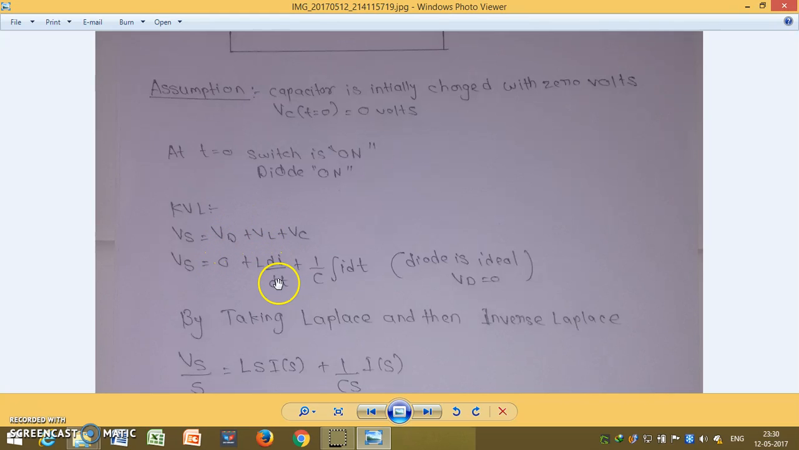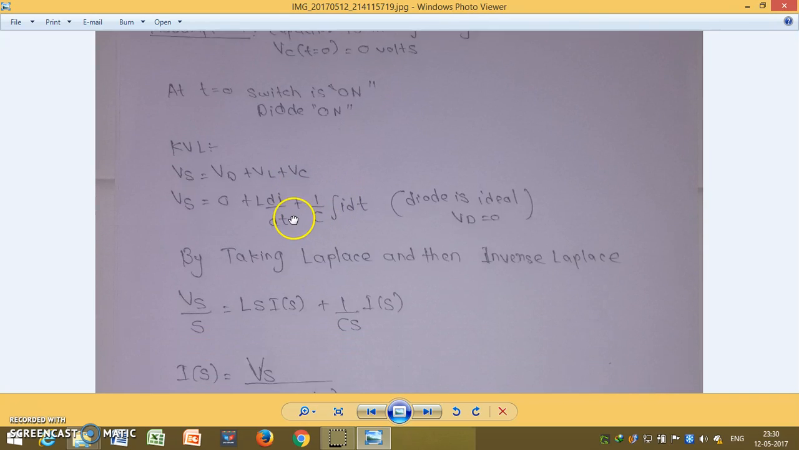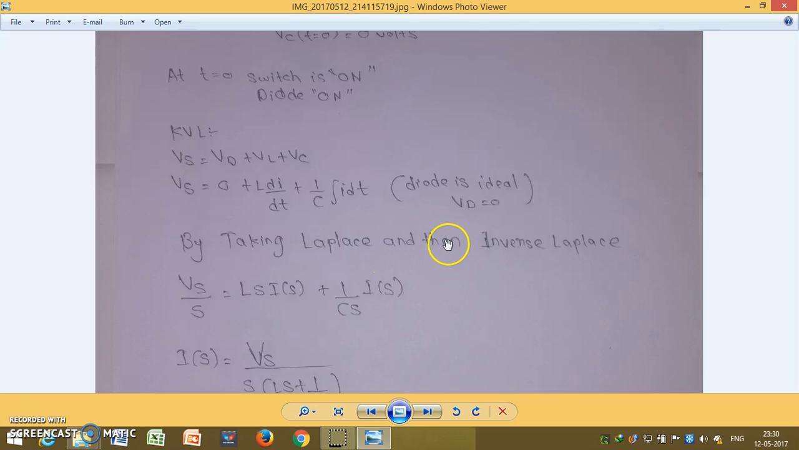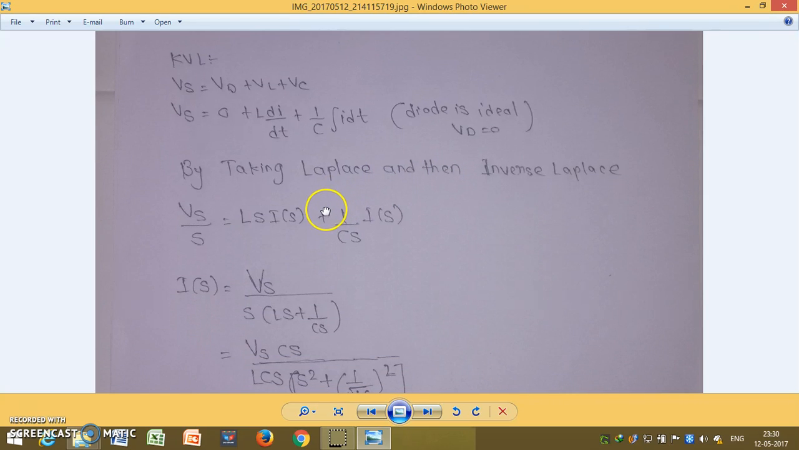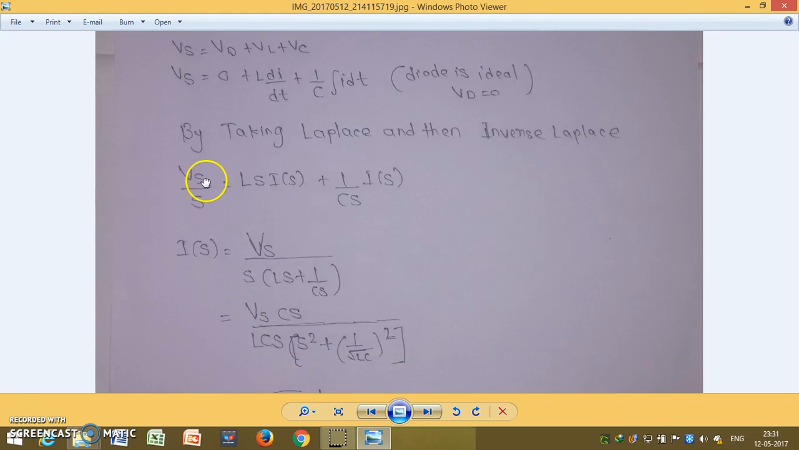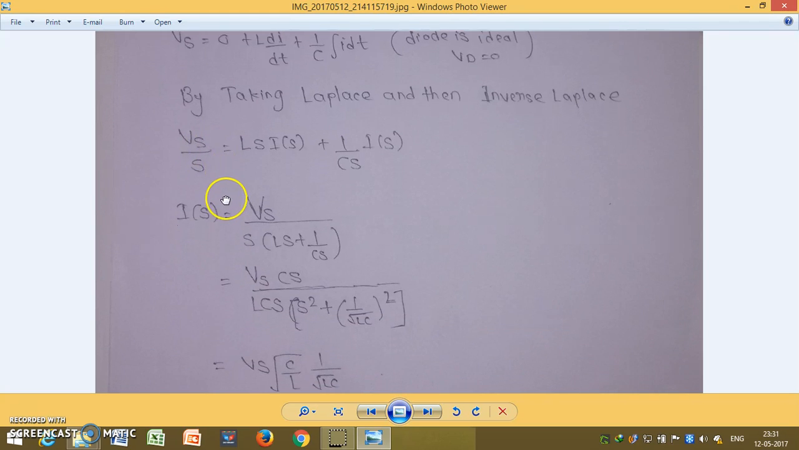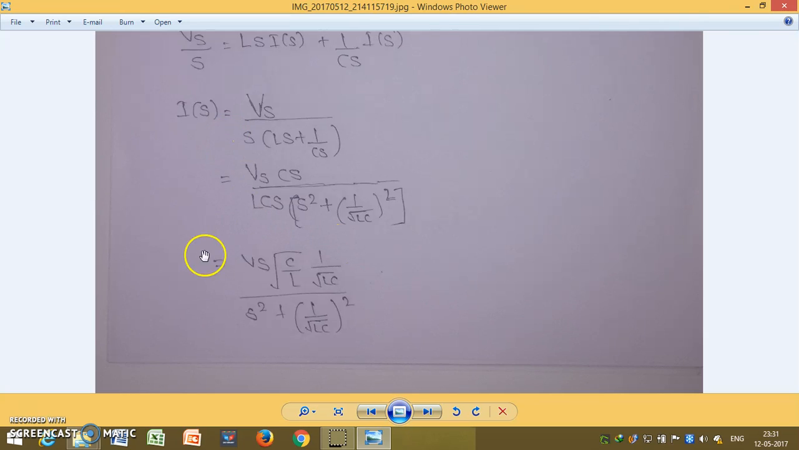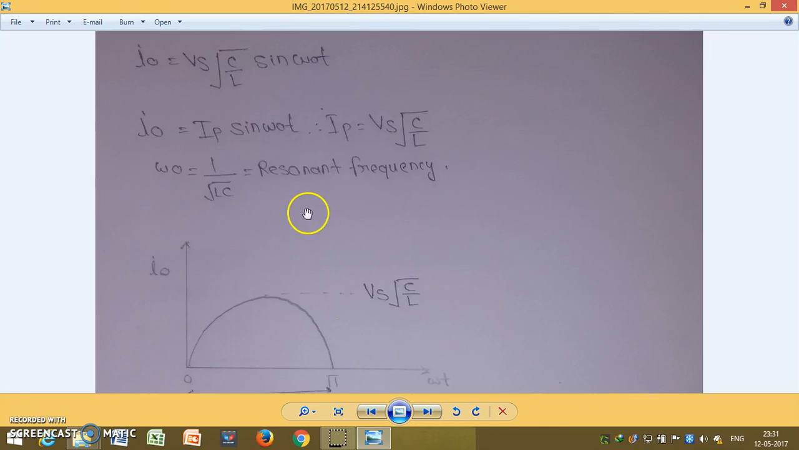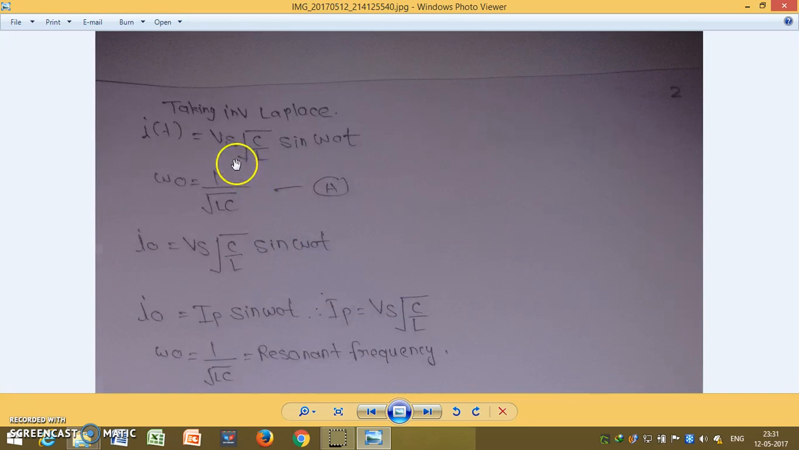VL is equal to L di by dt. Vc is equal to 1 by C integration of i dt. By taking Laplace and then inverse Laplace, we will find one equation, and that equation is useful in commutation topic. So we will apply KVL in the Laplace domain, and after rearranging, we will get the expression, and after that we will take the inverse Laplace transform.